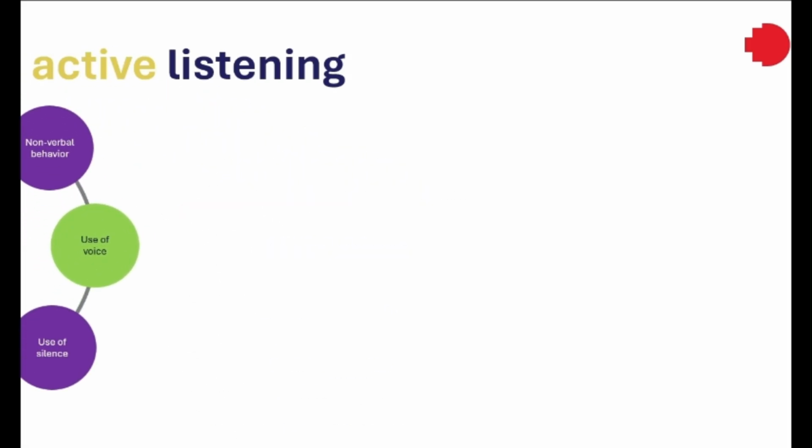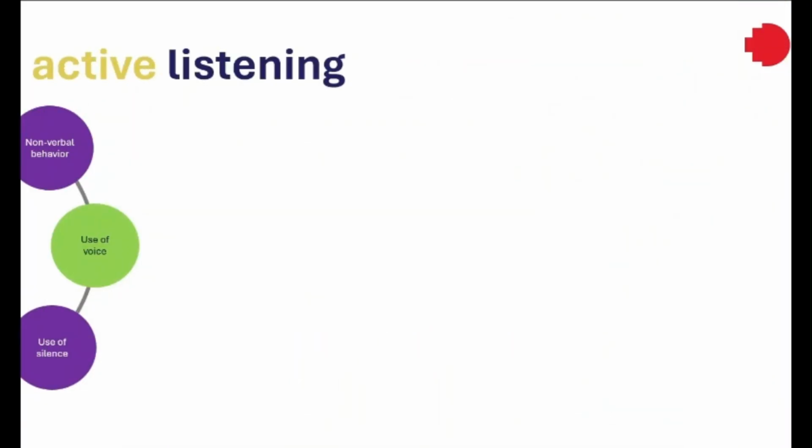Another way of showing active listening is how we use our voice. Because when we speak, it's not only our words that convey a message, but also the way we talk. For example, if we talk rapidly or mumble, our message will not be as effective. So, when you talk to your clients, think about the clarity and volume of your voice, the speed with which we speak, and the tone of voice we're using.